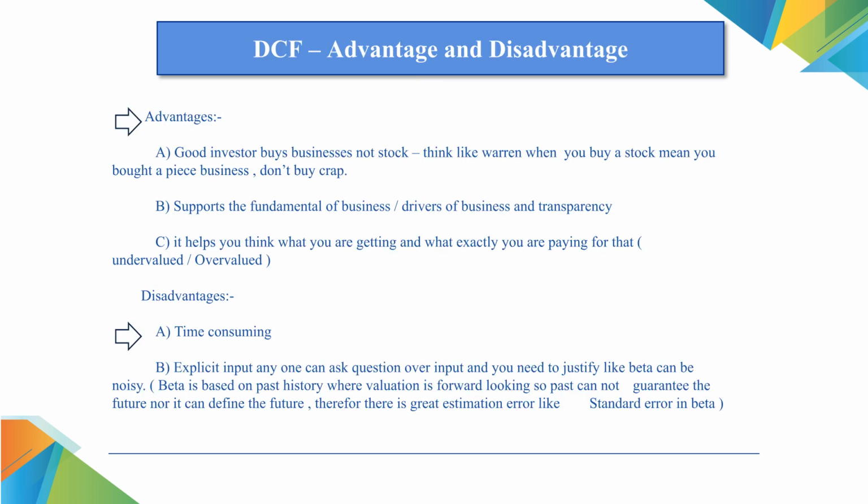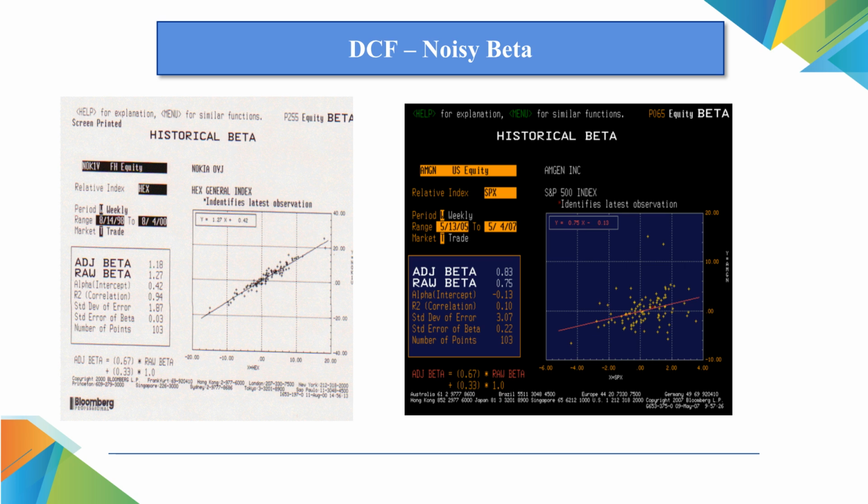DCF advantages include supporting business fundamentals and helping investors determine if an asset is undervalued or overvalued. However, it is time-consuming and relies on explicit, sometimes noisy inputs like beta, which is based on past history. This slide illustrates the concept of noisy beta in DCF models, showing historical beta calculations.